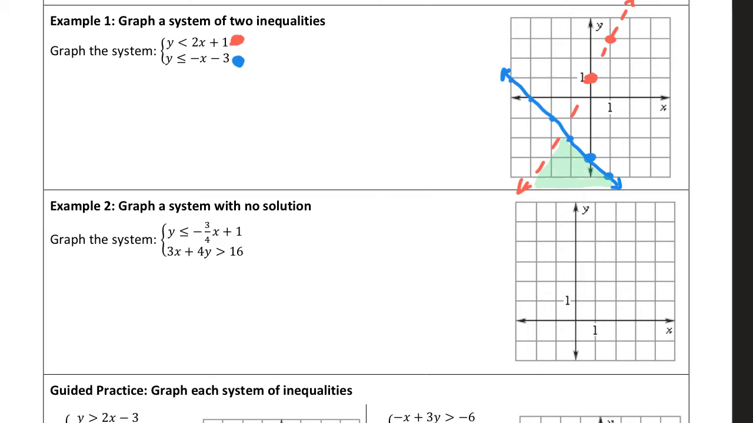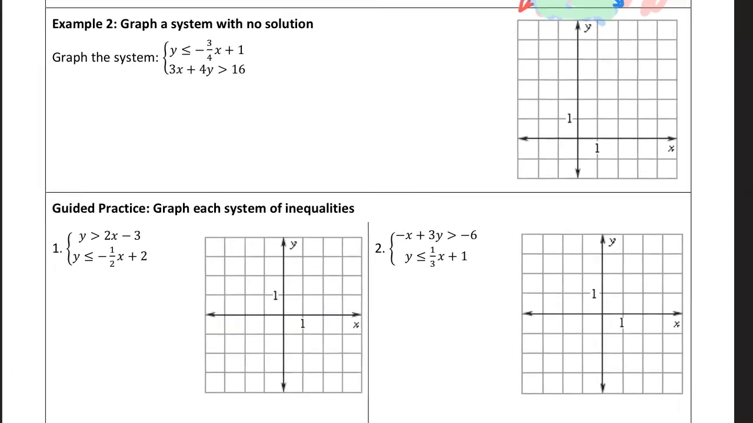Okay? Because if I shaded everything for the first line, I'll do red, I would shade all of this for less than. And for the other line, less than, I would shade all of this. So it's noticing that the overlap is this area right here. So all you need to shade is the overlap when you're graphing.